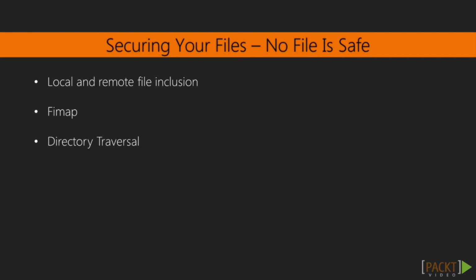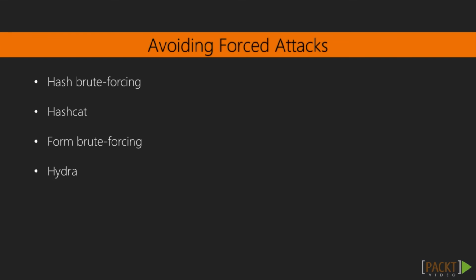And then we learned about filtering and validation and how we should use these on user input. And then we went on to the next section on local and remote file inclusion and learned about the distinction between them and directory traversal, and used the tool FIMAP. And then we went on to avoiding brute force attacks, where we learned about hash brute forcing and how weak hash algorithms can affect users, and we used hashcat. And then we went on to form brute forcing and how that could affect a user as well, and we used the tool Hydra for that.